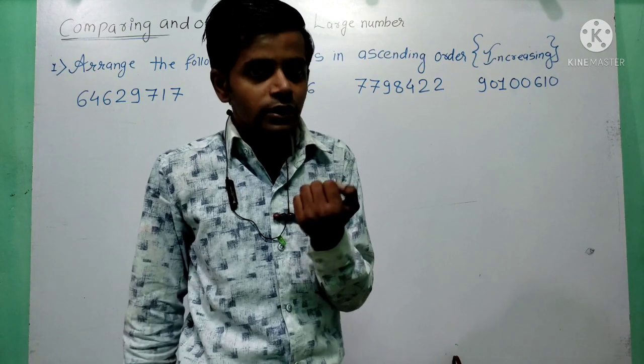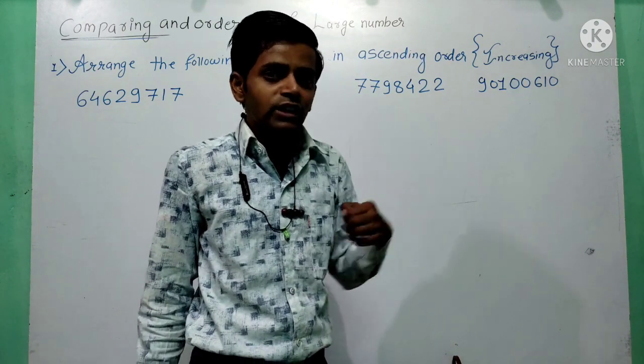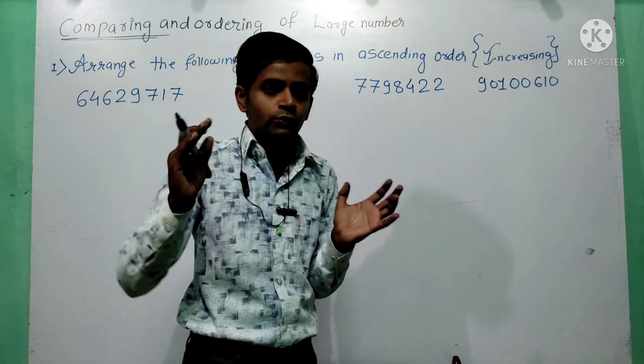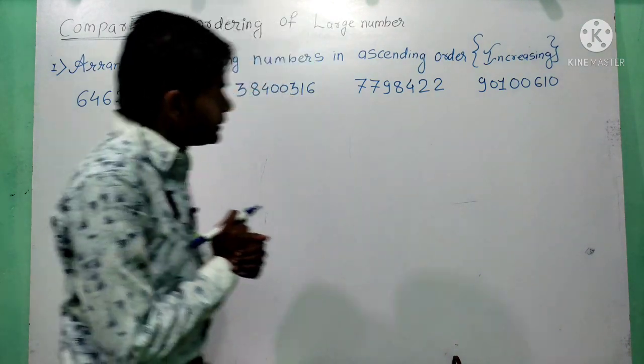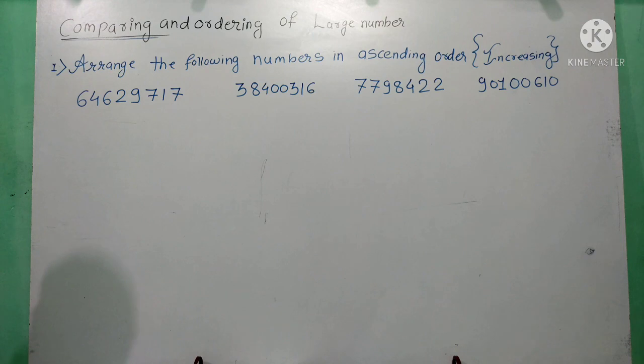And what is a decreasing order? Decreasing order is a descending order. That means first of all we will take the large one, then smaller, smaller, and then the smallest number we will write. Okay. So now we have to write these four numbers in ascending order. So first of all we have to understand which one is the smallest number and which one is the greatest number. सबसे पहले तो ये देख लो सबसे बड़ा कौन सा और सबसे छोटा कौन सा है.